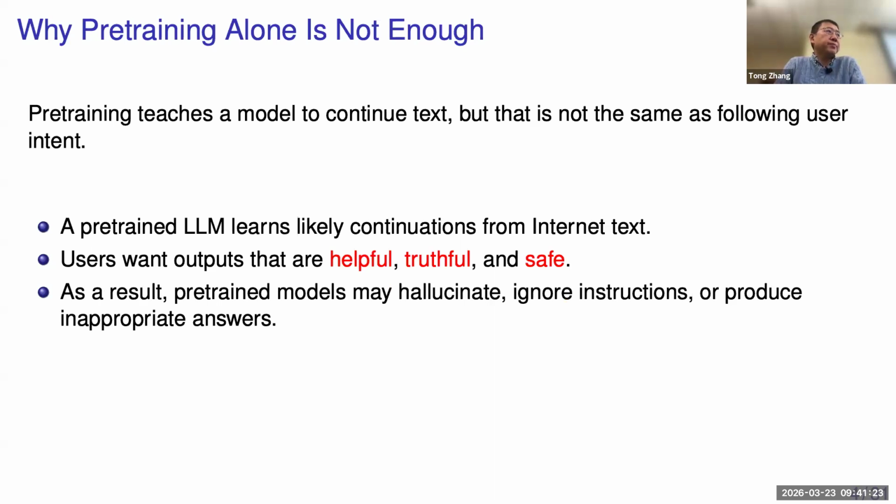And certainly, the pre-trained model doesn't do that as well. It could hallucinate. Even after post-training you could still have hallucination, but it is significantly reduced. It can ignore instructions, so it doesn't do instruction following, or it can produce inappropriate answers. Ignoring instructions is where instruction tuning, SFT, comes in. Producing inappropriate answers could be partly addressed in instruction tuning, but is mainly addressed in this RLHF step.